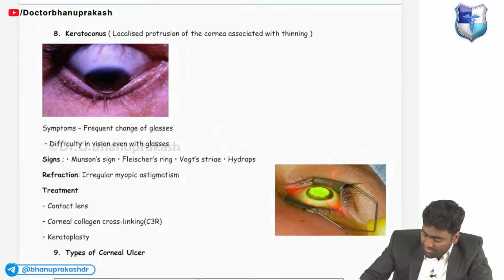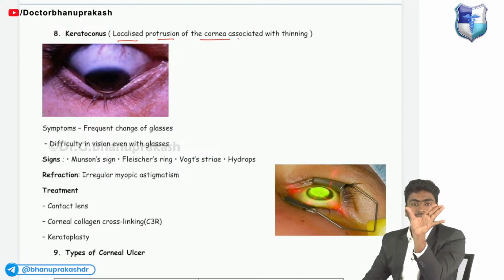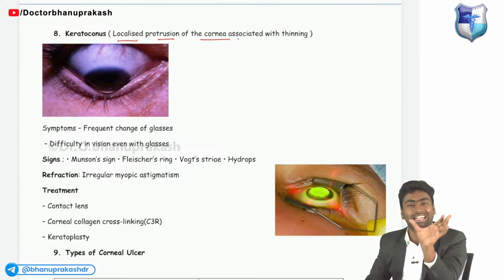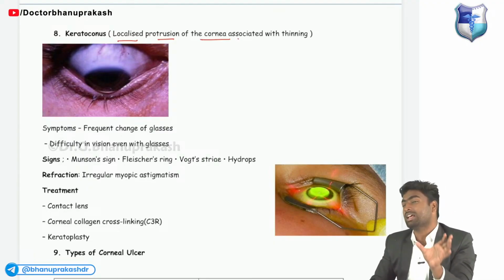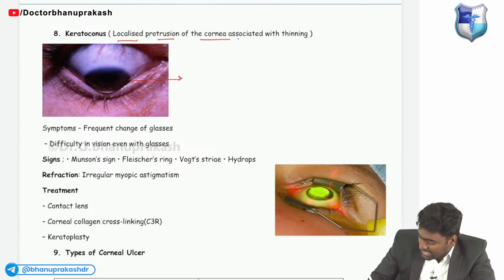Next about this disease, which is due to this localized protrusion of this cornea. So if you see cornea, it will be like this, but here the cornea will become like this. So this is known as localized protrusion, especially due to the ectasia of this central part of this cornea. So it is known as keratoconus. It is known as keratoconus.